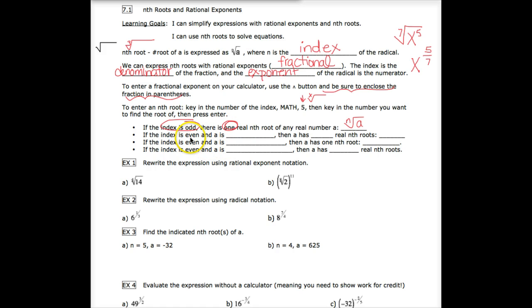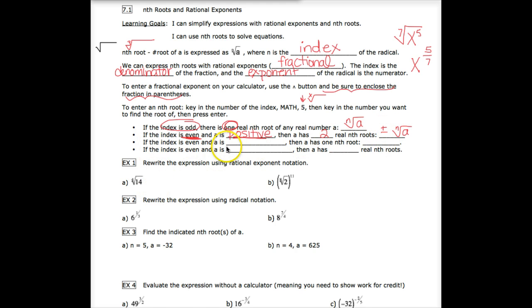If the index is even, however, and a is positive, this is something we learned with square roots, but it now applies to all even indices. For all even indices with positive a, there are two answers because you have to remember the plus and the minus. You're still going to take that nth root just like you would with an odd index, but because it's even, so square roots, fourth root, sixth root, eighth root, any root where the index is even, you have to remember the plus or minus.